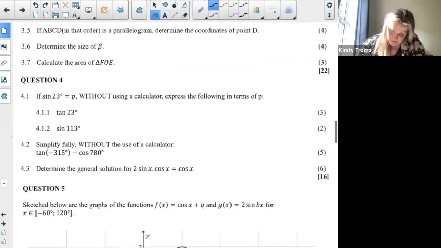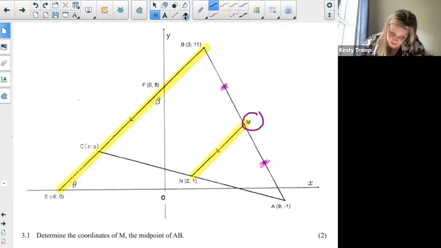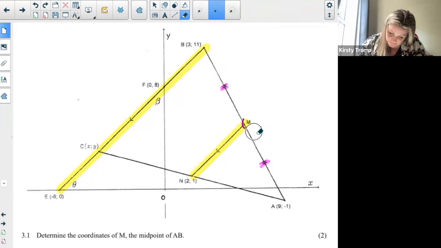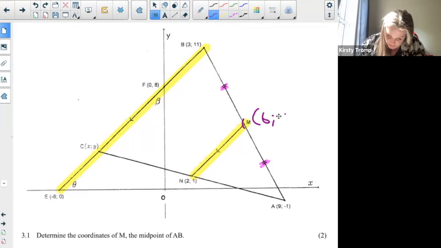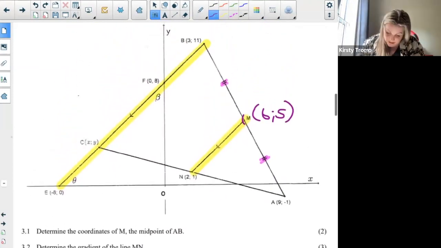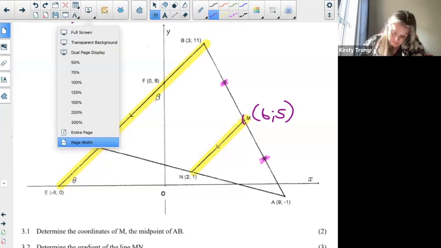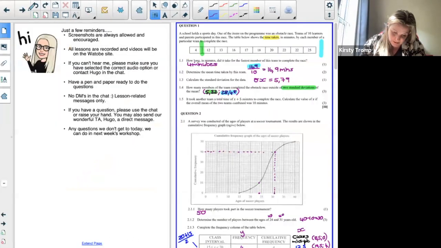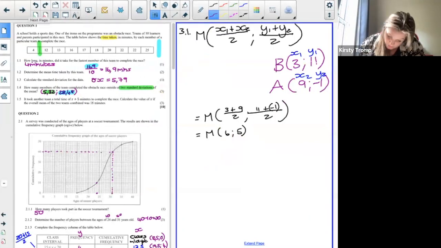We're going back here. Let's fill them in. So this was the point (6; 5). Determine the gradient of line MN. So now they want the gradient of line MN. I like writing my points out when I'm doing this. It's up to you how you like to do it. I like having my points written out. I'm going to go back to a dual page display here quickly. So 3.2.